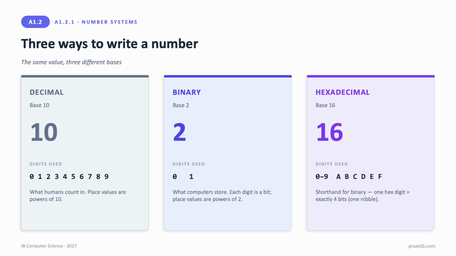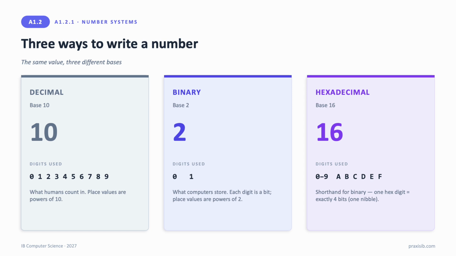Finally, there's a third system called hexadecimal, or hex, which is base 16. Hex uses 16 symbols, the digits 0 through 9, and then the letters A, B, C, D, E, and F to represent the values 10 through 15.